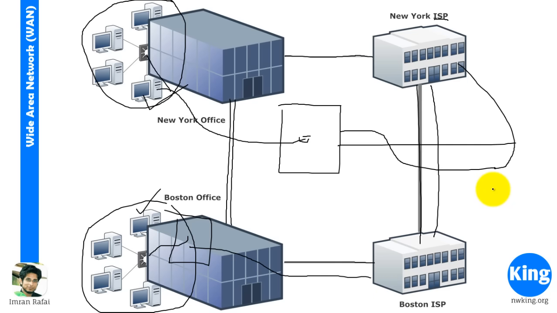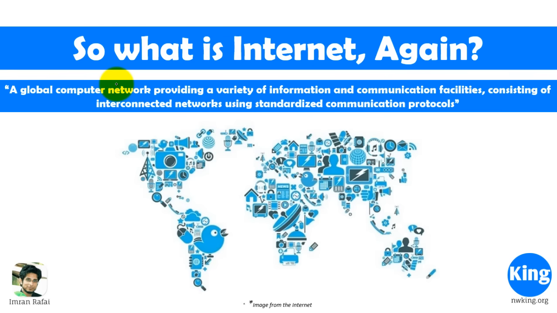Well, this is also internet, because we're using the ISP. Internet is nothing but a very massive WAN which covers the entire world, where you have a lot of public resources. So if you Google, this is the definition of what an internet is: a global computer network providing a variety of information and communication facilities, consisting of interconnected networks using standardized communication protocols. Whoa, that is a big definition. Well, that's exactly what it is.